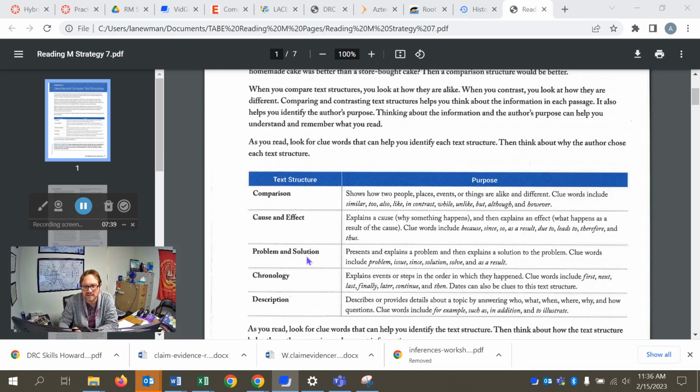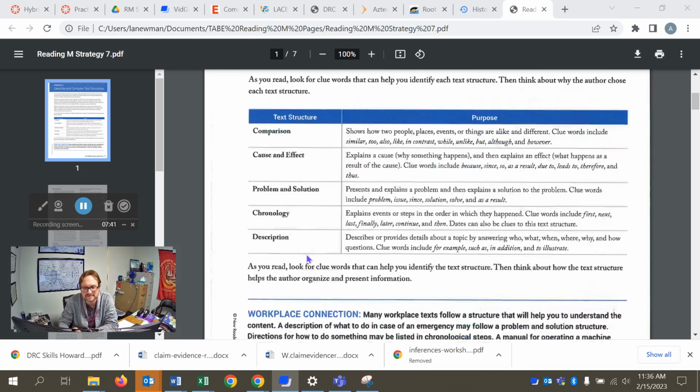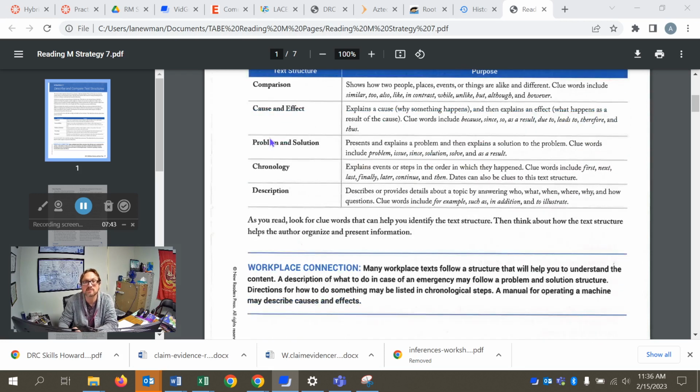Okay, problem and solution. It's similar to cause and effect. We're dealing with something that is proposed and something that comes about because of that proposal. But it's a little bit different. We're describing a problem and its solution, not a cause and its effect. Now, obviously, there can be cause and effect within a problem. Something is causing a particular problem.